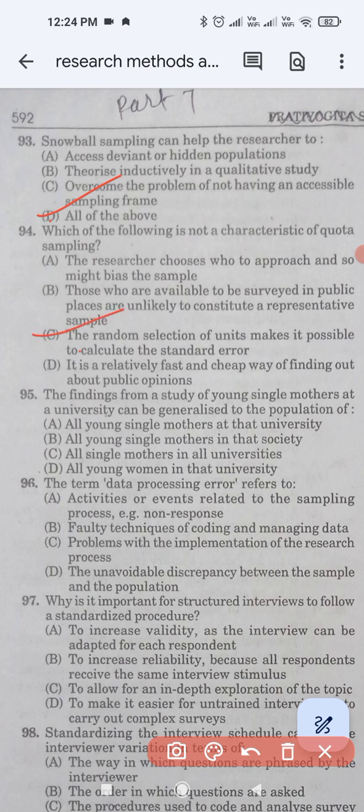Now question number 95. The findings from a study of young single mothers at a university can be generalized to: option A, all young single mothers at the university. Option B, all young single mothers in the society. Option C, all single mothers in all universities. And option D, all young women in that university. So the correct answer of this one is all young single mothers at that university, that is option A is the correct answer.